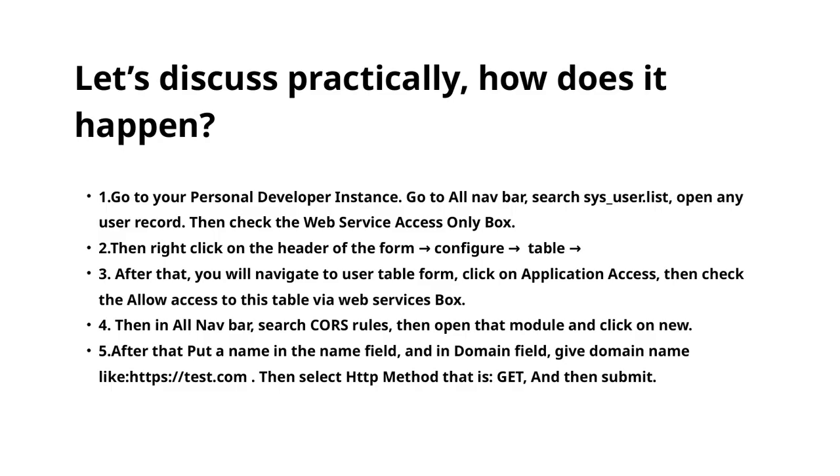Let's walk through how this process actually happens in practice. First, you'll need to go to your personal developer instance. From the All navigation bar, search for sys_user, list and open any user record. Once you're there, make sure to check the Web Service Access Only box. This step is crucial because it enables the user to access web services securely. Next, click on the header of the form, go to Configure, then select Table. This allows us to modify the table's settings directly.